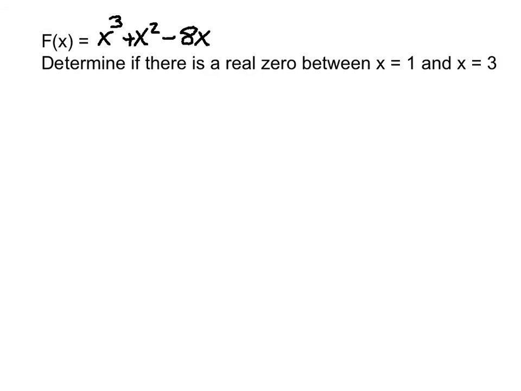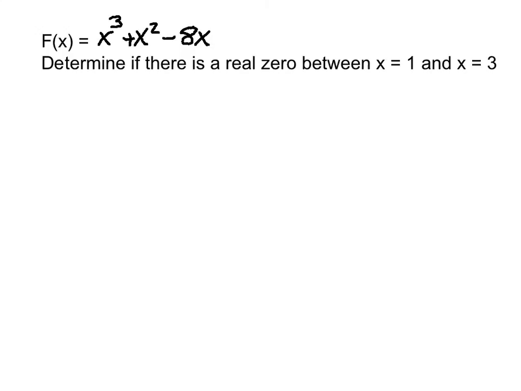We are given a function f of x equal to x to the third plus x squared minus 8x. And we want to be able to determine if there is a real zero between the x values 1 and 3. We don't necessarily need to graph these. We can figure it out algebraically, and we can use the intermediate value theorem to test whether or not there is a zero between them.